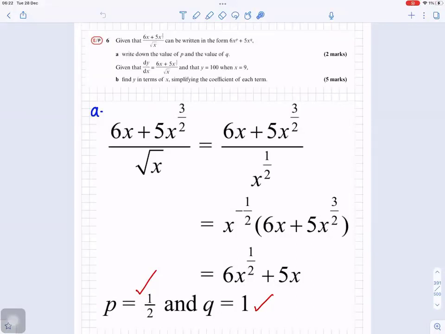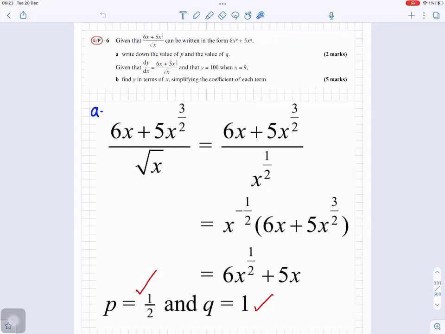Question number 6. Given that 6x plus 5x to the power 3 over 2, divided by root x, can be written in the form 6x to the power p plus 5x to the power q. For 2 marks, write down the value of p and the value of q. So they want you to change this fraction to this linear form.